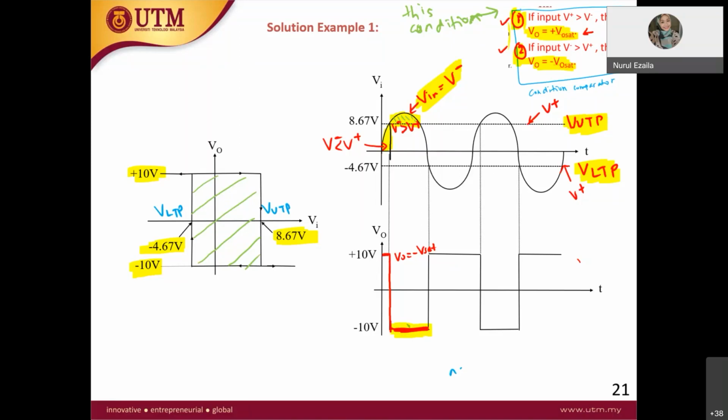Let me take my color, the purple. So this purple region now intersects with the VUTP as well. Therefore, now the line of the V in, which is the V minus, is below VUTP. So this one satisfies V minus less than the VUTP, which satisfies the first condition where V out equals the V plus saturation. That's why you are getting this value.